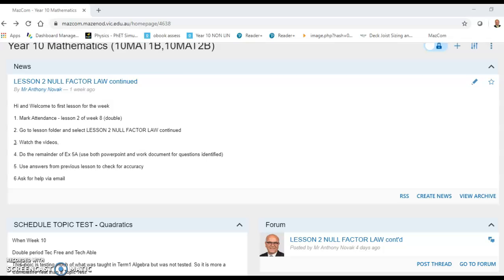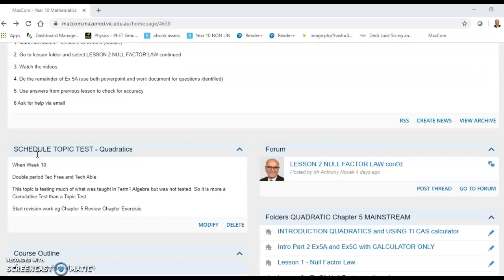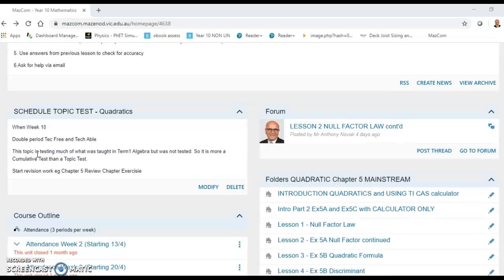Today we are in the double period, finishing off exercise 5A. Now, as we are working through the exercise, you might find that we are actually doing a lot of revision of work that we learned in algebra back in term one.